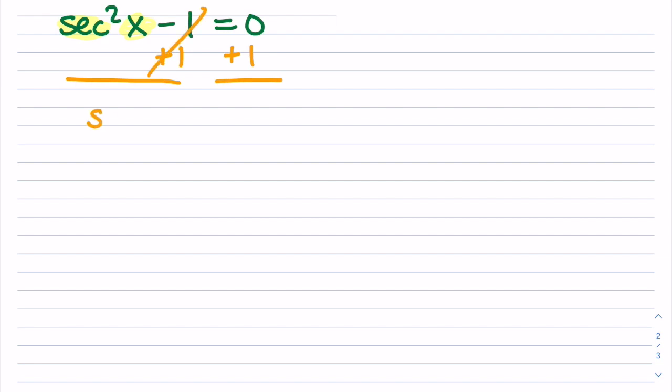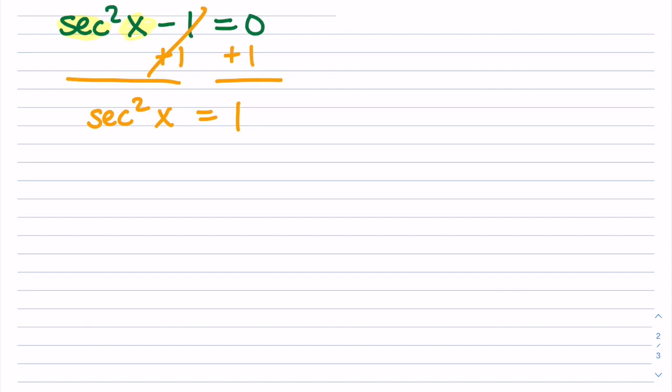You could also see ones that have squares, and I don't want you to be scared of squares, so let me do one with you. So let's say I had secant squared x minus 1 is equal to 0. So again, your goal is to get secant x alone. First thing would be get rid of this minus 1, so we're going to add 1. And if we add 1, that would be secant squared x equals 1.